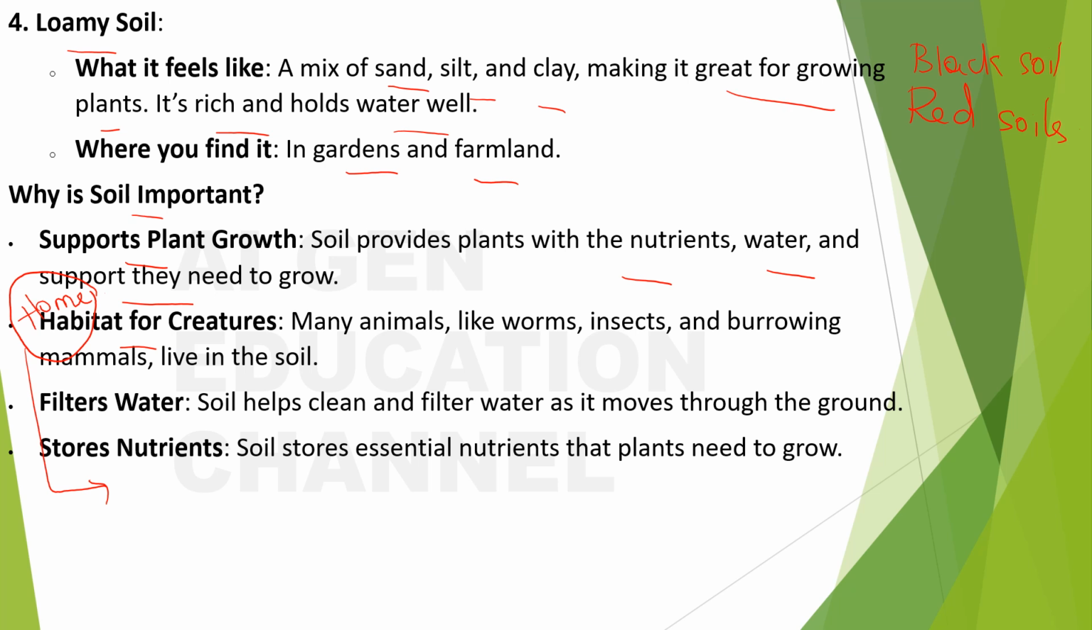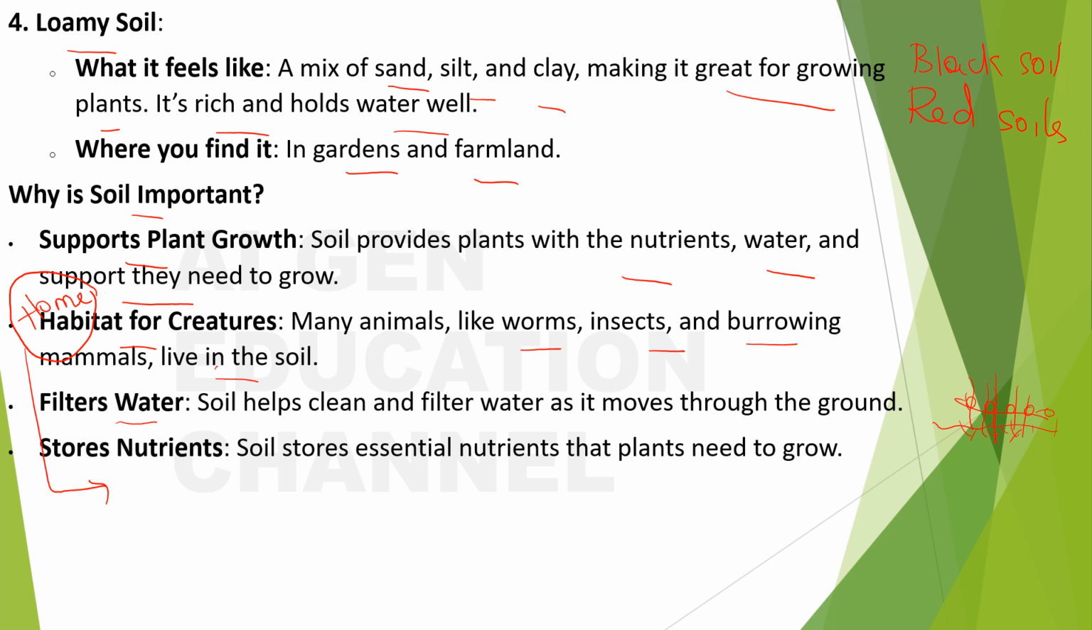Many animals like worms, insects, and burrowing mammals live in the soil. So soil also provides habitat for these sorts of creatures. Filters water. Soil helps clean and filter water as it moves through the ground. As the water moves down, because of the particle size, as I said, the sand particles will be of some size, clay particles will be of some size, and when the water goes through all the layers of the soil, it gets filtered.